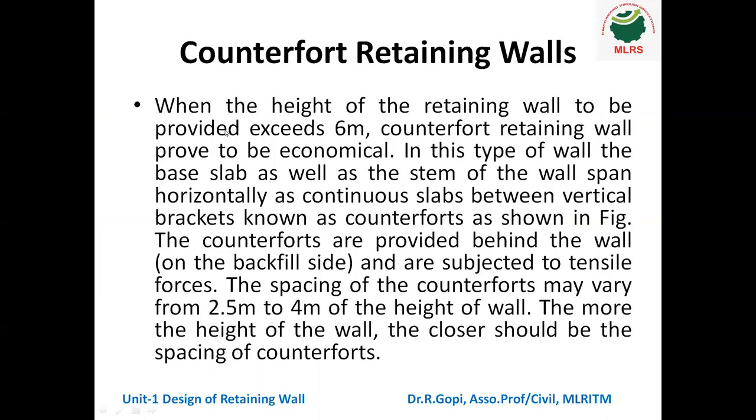Coming to the counterfort retaining wall. When the height of the retaining wall to be provided exceeds 6 meter, below 6 meter means cantilever, above 6 meter means counterfort. Counterfort retaining wall proves to be economical. In this type of wall, the base slab as well as the stem of the wall span horizontally as a continuous slab between vertical brackets known as counterforts, as shown in the figure. We know that counterfort is nothing but an external support. So while designing we have to assume the support as a beam and the stem as a slab.